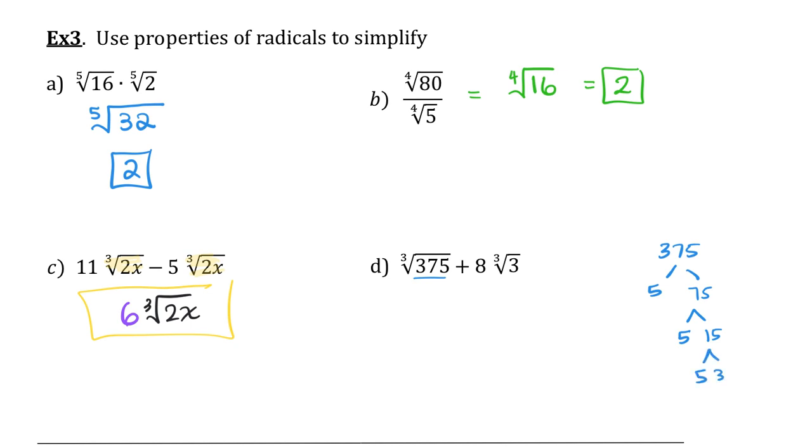Okay, what are we doing? Third root. Let me look at the leaves. Okay, I have 3 5s, so I can take the 5 out. If I take the 5 out, I'm left with the 3.